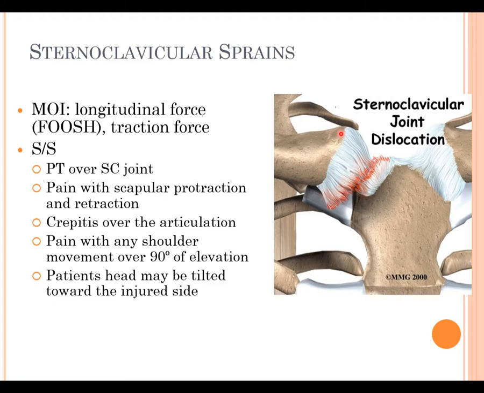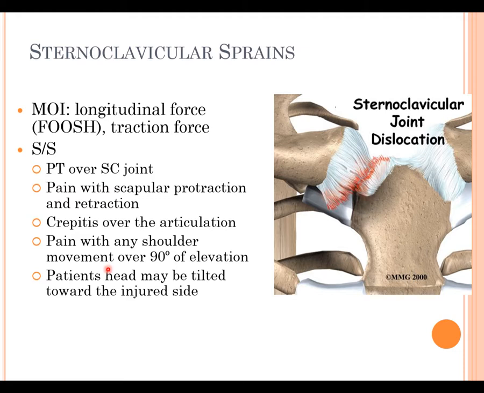When someone does sprain their SC joint, you're going to have pain over that SC joint. Just like any other ligament sprain, you have pain over the ligament, so it's very point tender type pain. We're going to have pain with scapular protraction and retraction. We're going to have pain with any movement over 90 degrees of elevation, especially when you associate that with internal and external rotation. When you palpate it, it's going to be very point tender, but if they move it, you might actually feel crepitus, that creaking, crunching feeling underneath your fingers when you palpate.